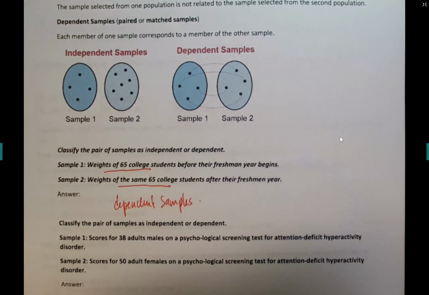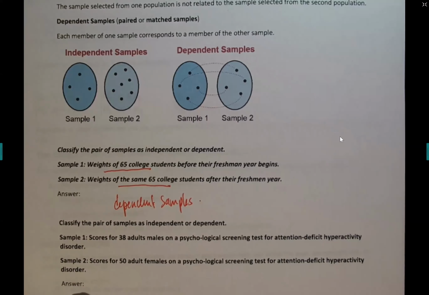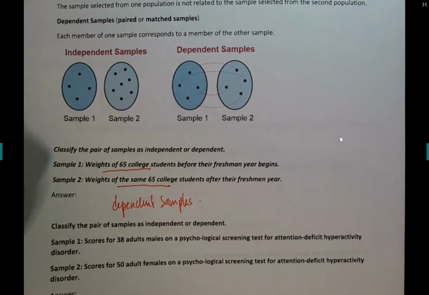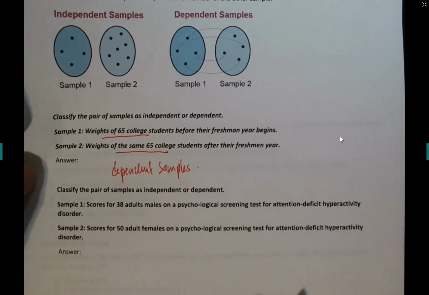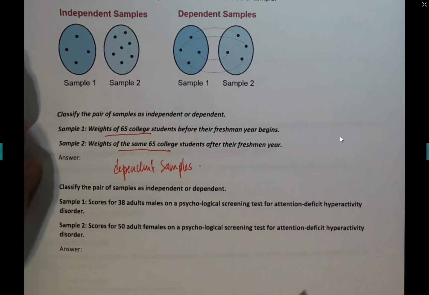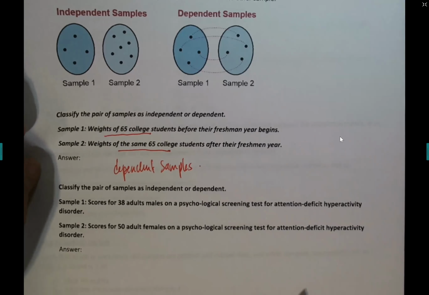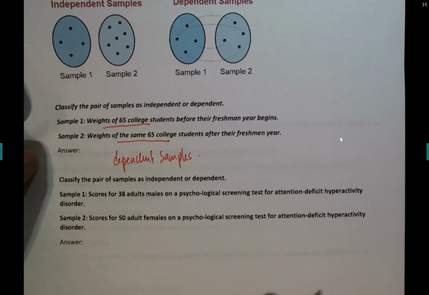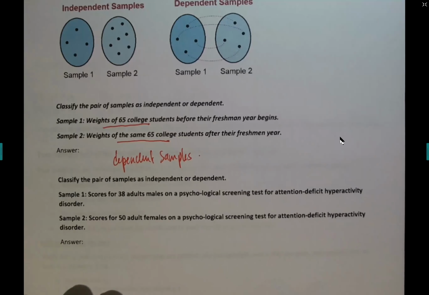Okay, let's see the second one. Scores of 38 adult males on a psychological screening test for attention deficit hyperactivity disorder. Scores of 50 adult females in a psychological screening test for attention deficit hyperactivity disorder. What do you think? Independence. Independence, and guys, it's obvious.